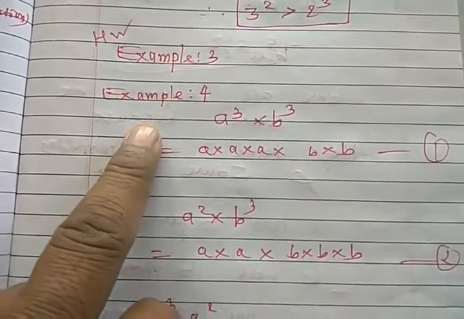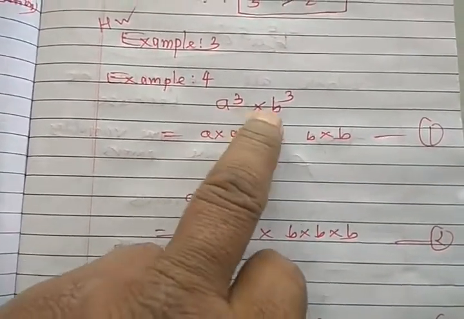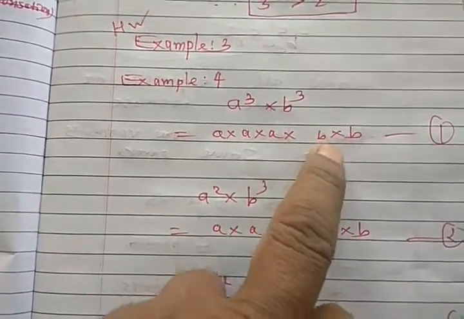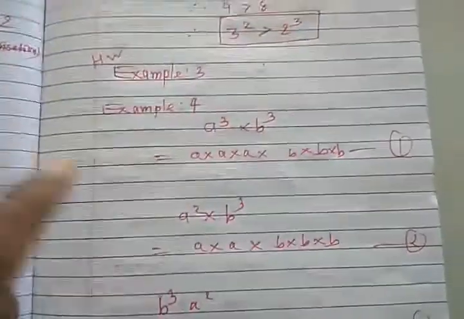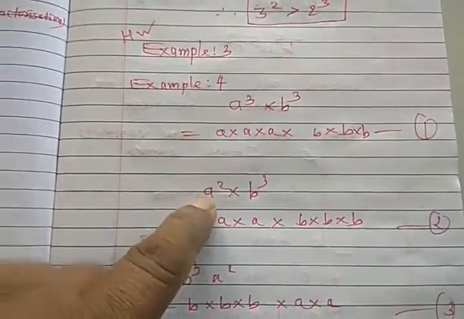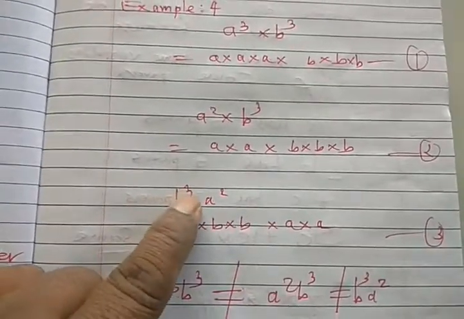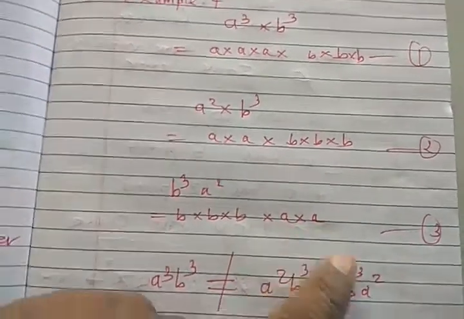Now example number 4. Here a cube into b cube. So a cube means a, 3 times we have to write down. B cube means 3 times you have to write down b. Now a square means 2 times, b cube means 3 times. B cube means b you have to write down 3 times, a square means a 2 times.